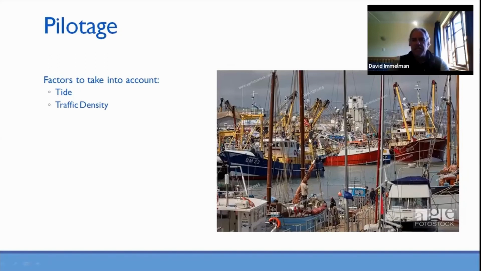Is it a very dense traffic harbor? Are you going to be sitting in a corner waiting while there's lots of boats moving? I don't know if any of you have ever seen the Medina River when it's busy. The Medina River goes into Cowes on the Isle of Wight. When that's busy, you can sit and wait half an hour just to cross it. So you want to know what the density is like and what's going on.